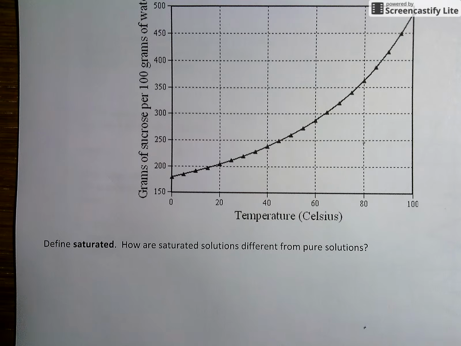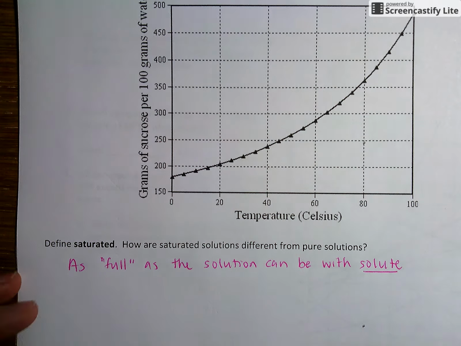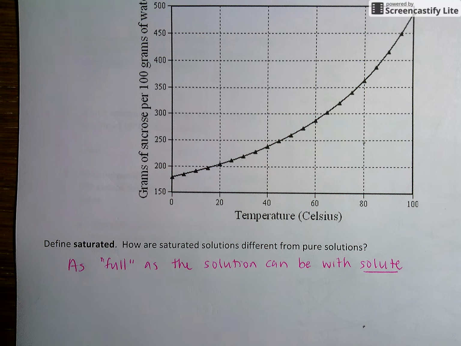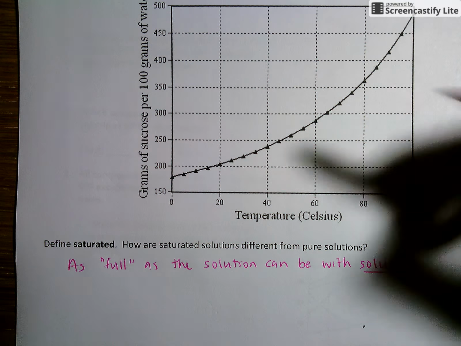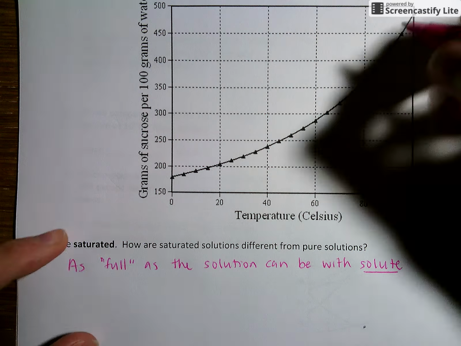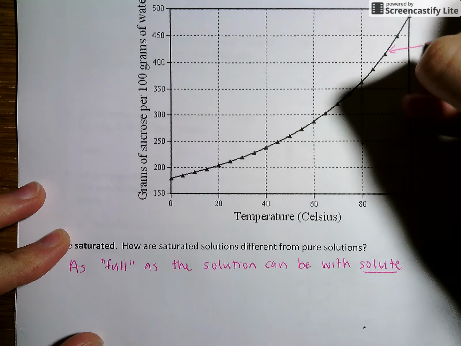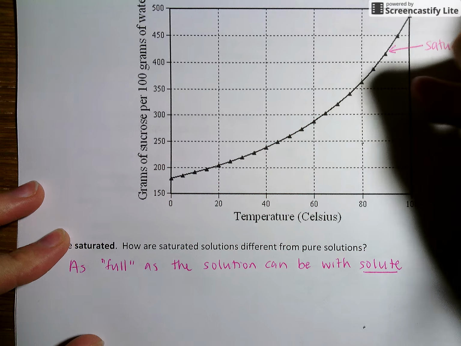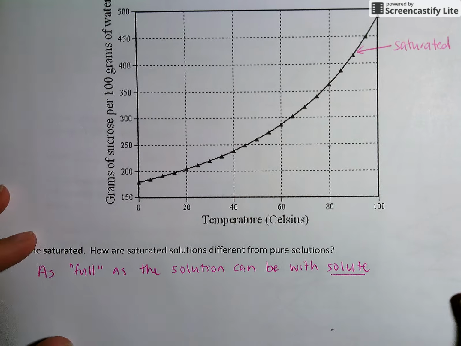with solute. And remember, solute is the stuff you dissolve. So it's typically like a solid. You're going to be looking at a couple cases in which it will be a gas, but it's the stuff you're trying to cram into the solution. And that line on the graph shows us where something is saturated. So that line is the limit.